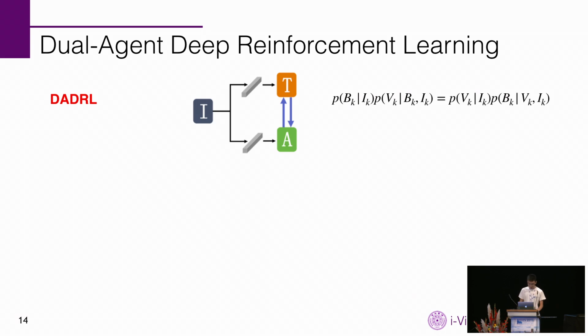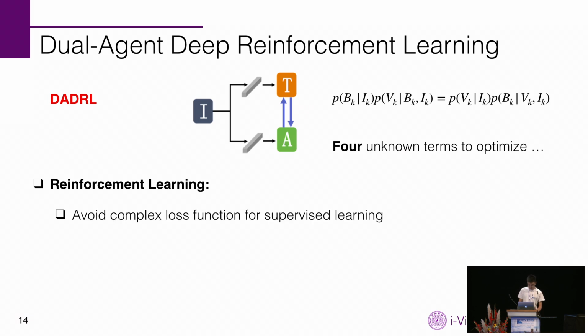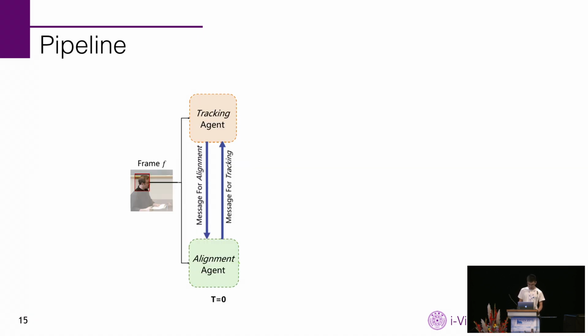So how do we train the dual agents and the communicating messages? As we can see, there are 4 unknown terms to optimize. Inspired by the recent success of reinforcement learning, we propose a deep reinforcement learning framework. This training scheme can avoid designing a complex loss function, which is needed in supervised learning, since our models can get feedback from the reward. Also, the dual agents along with the messages are trained simultaneously, which could explicitly satisfy the probabilistic duality. The learning of them is facilitated by using the deep Q-learning algorithm.